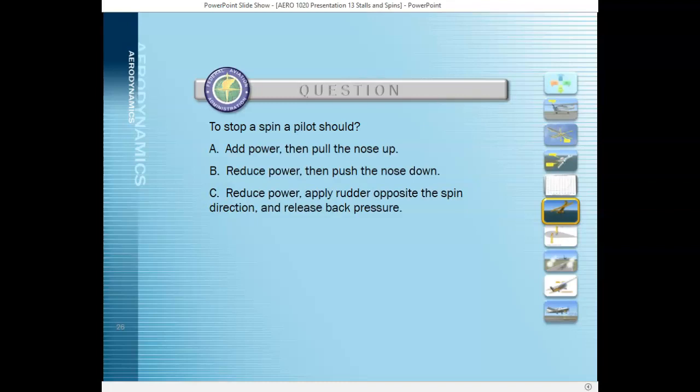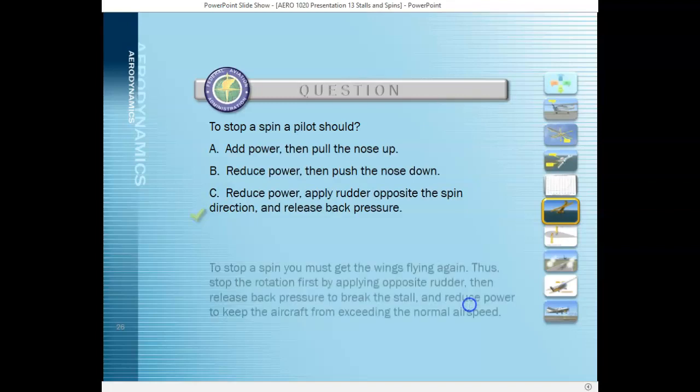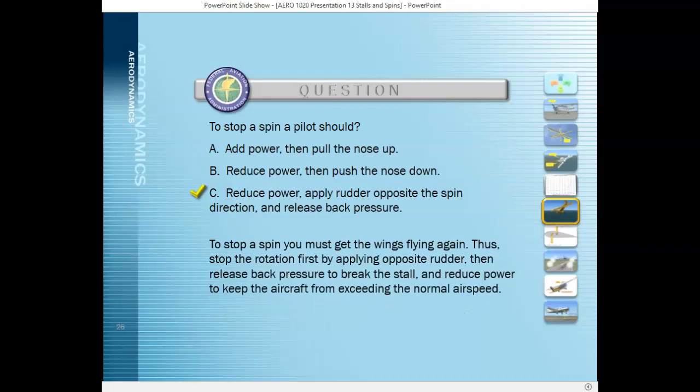A. Add power, then pull the nose up. B. Reduce power, then push the nose down. C. Reduce power, apply rudder opposite the spin, and then release back pressure? The answer is C. Reduce the power, apply opposite rudder to stop the spin, and then release the back pressure to let the nose pitch down to reestablish lift.